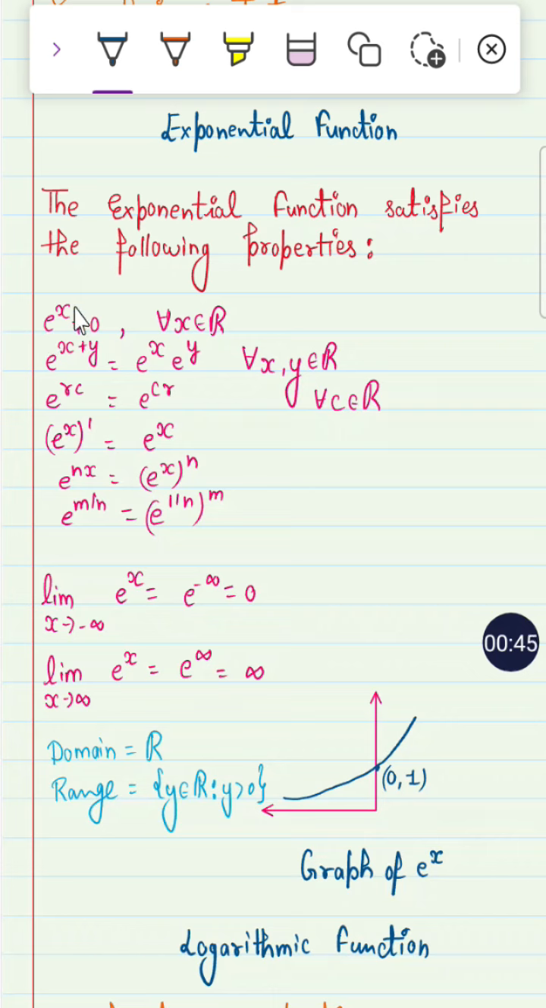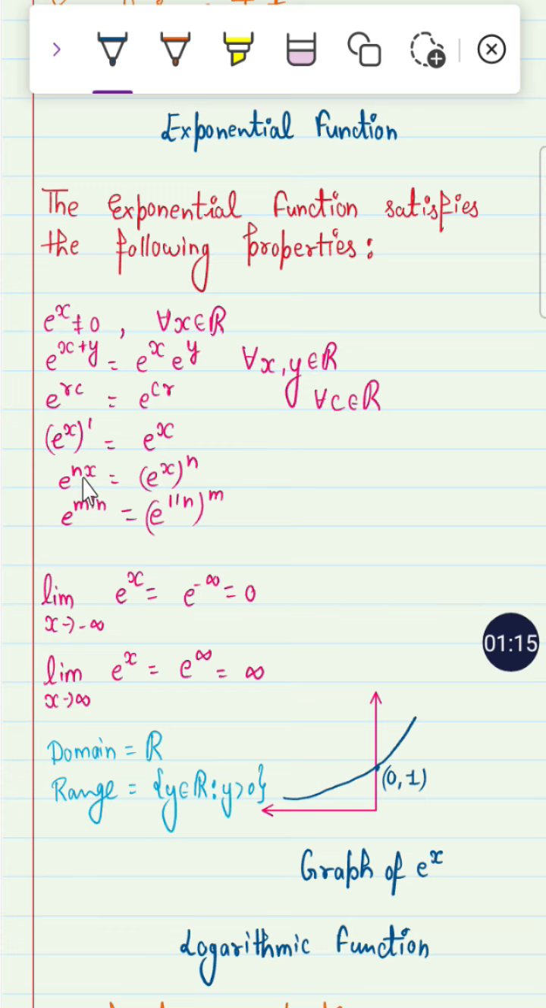Okay. Now the other property is e power x plus y equals e power x into e power y. The sum of the exponents is factored out into e power x, e power y for all x, y in R. Now for the constant value, this is given to you, e power c. What is the derivative of e power x? It is always equal to e power x.